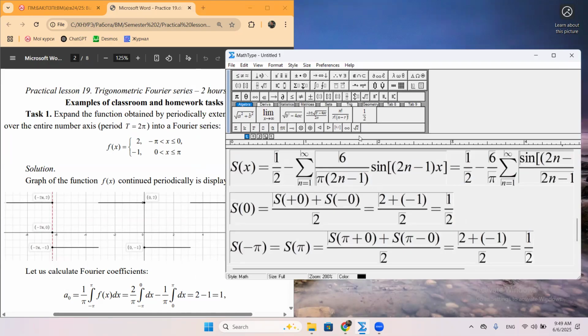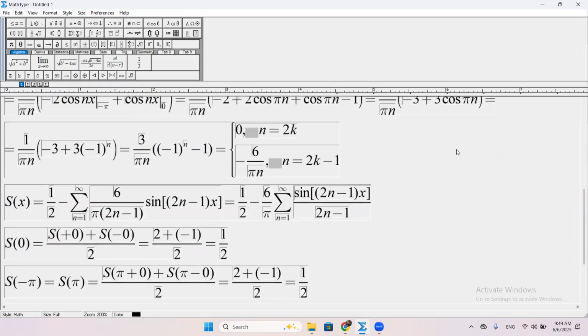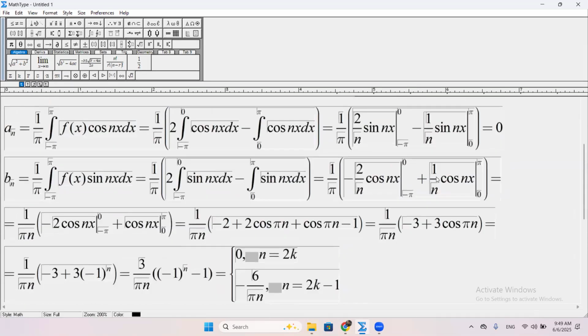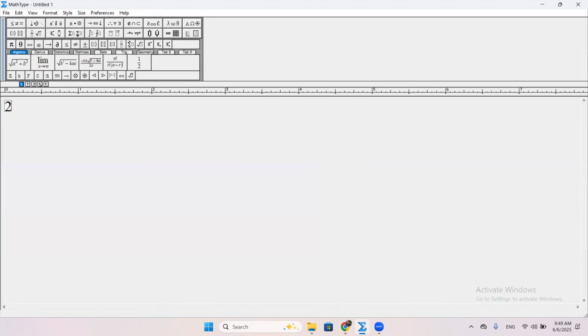Can you make it full screen? Yeah, sure. No questions. Okay, no questions. Let's move to the next exercise.